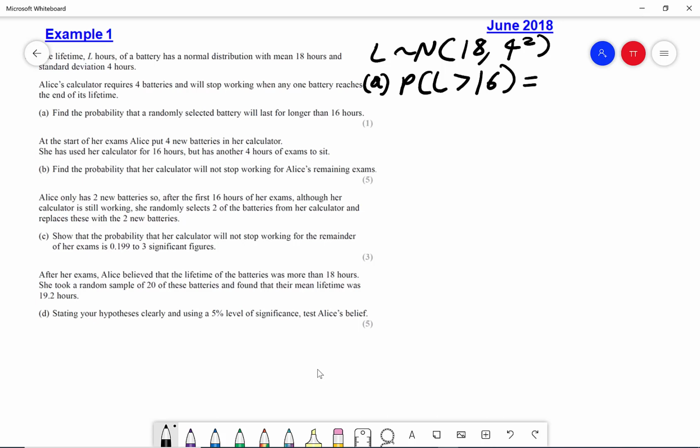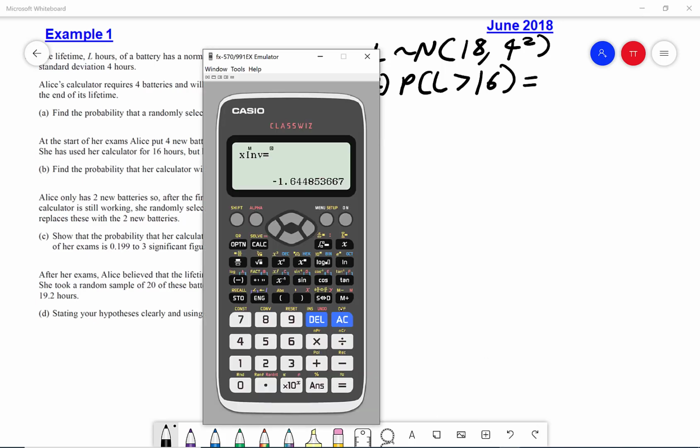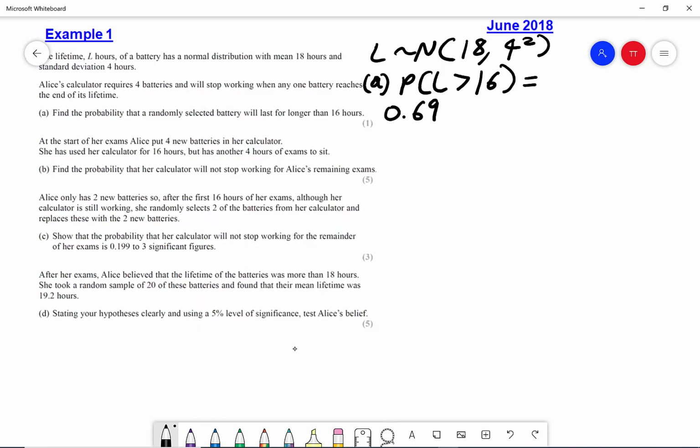And the way we get this value is from our calculator, and we're going to do the following. We're going to press 7. We're going to choose option normal CD, and we're going to choose that the lower limit is 16. We're going to say the upper limit is 1,000,000. And we're going to choose that the standard deviation is 4, and we're going to choose that the mean is 18, and that will give me the following value: 0.6914624617.